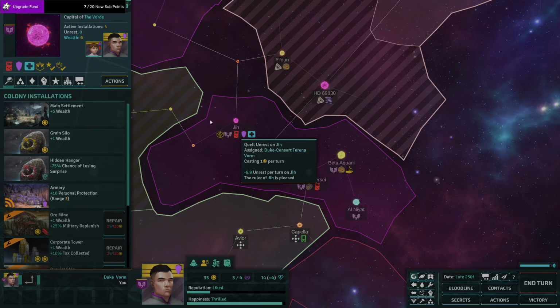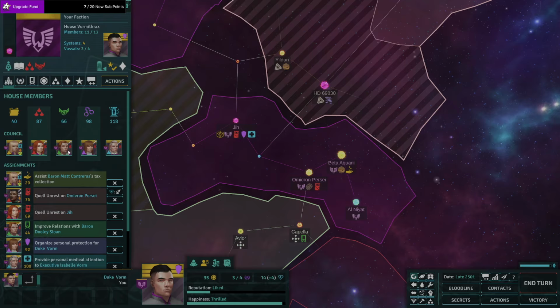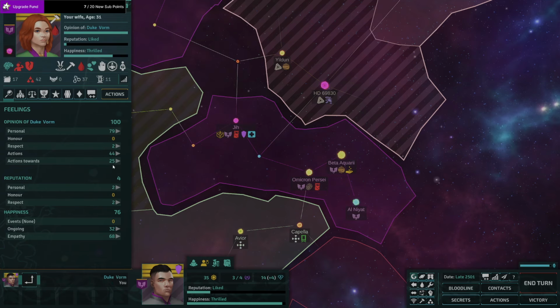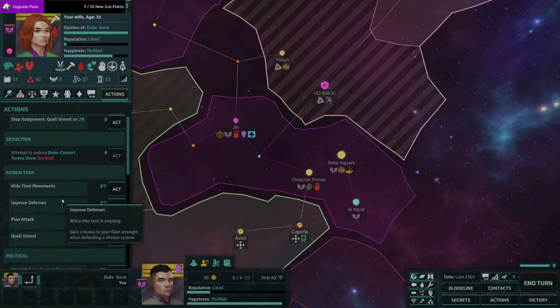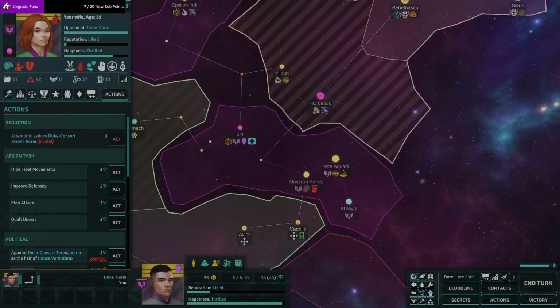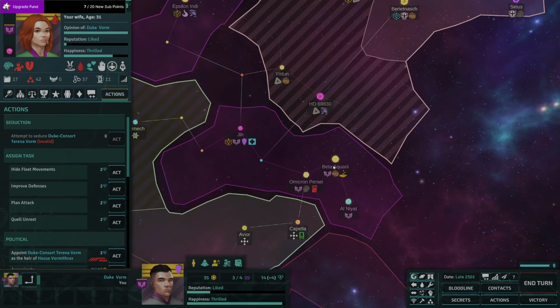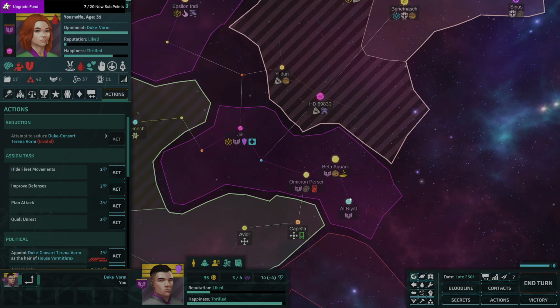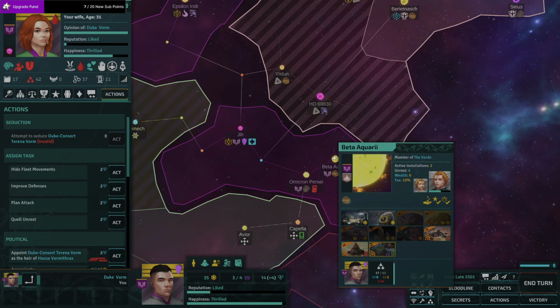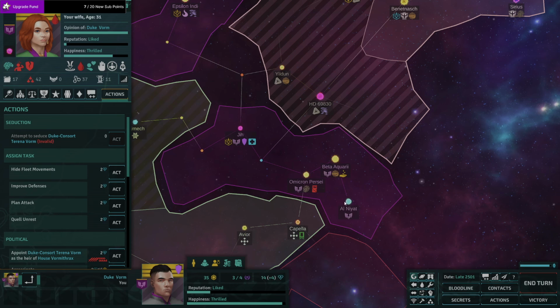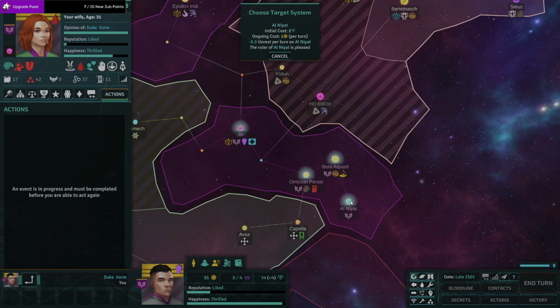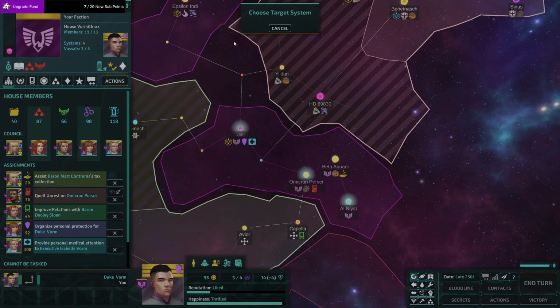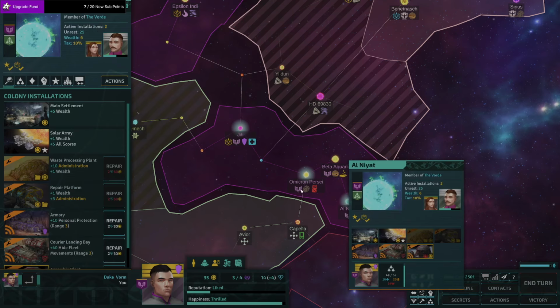Tarina Vorm. This person, yeah. Stop that assignment. Don't think we have unrest anywhere else to really worry about. We're in pretty good shape. It's 25. Guess we could slim that down. I don't need any of the rest of this, so let's go ahead and do it. Let's try to keep everybody as low as possible.